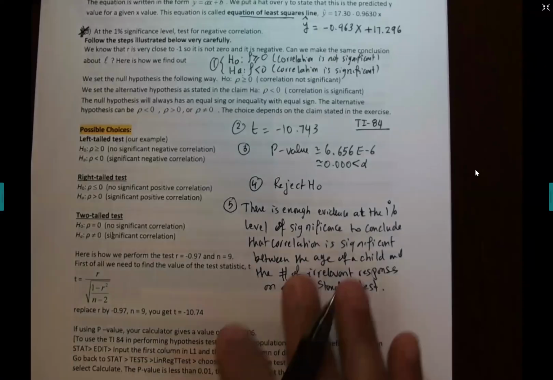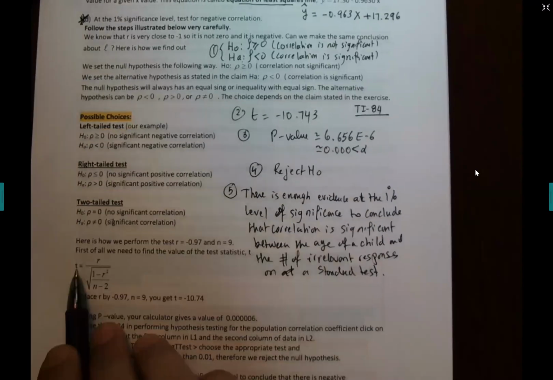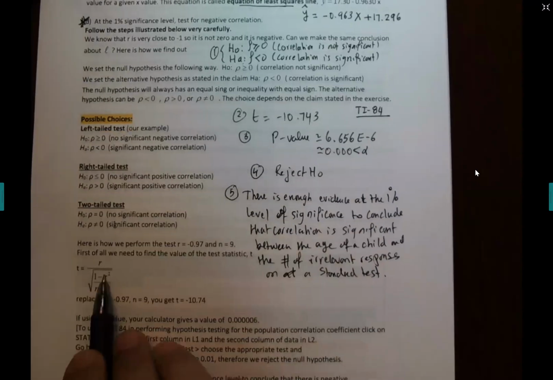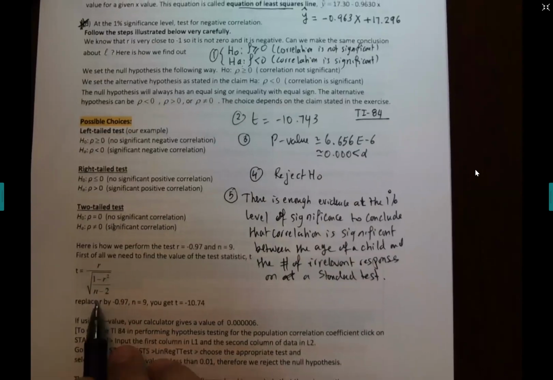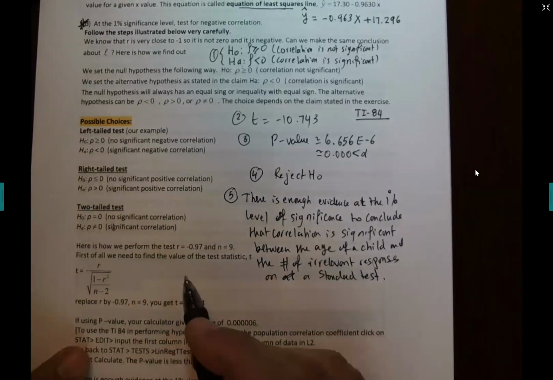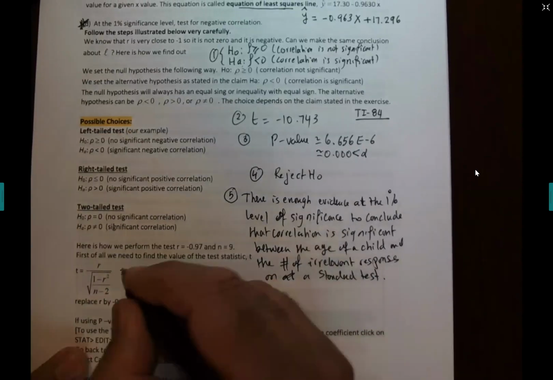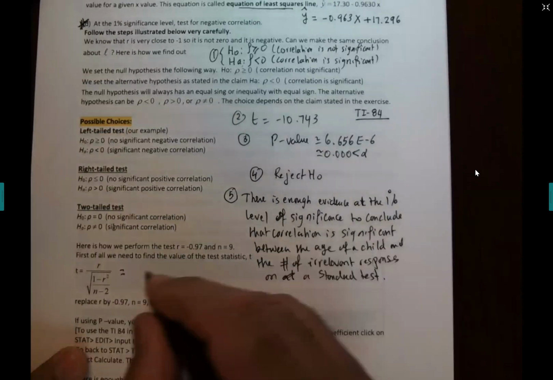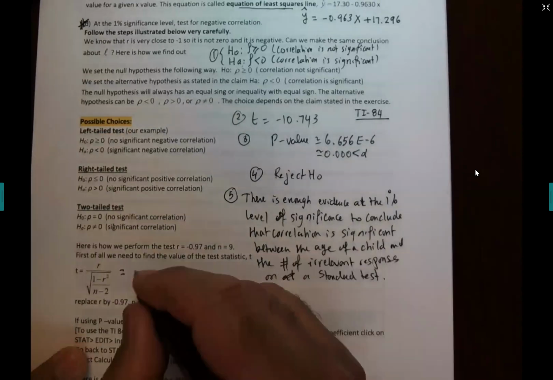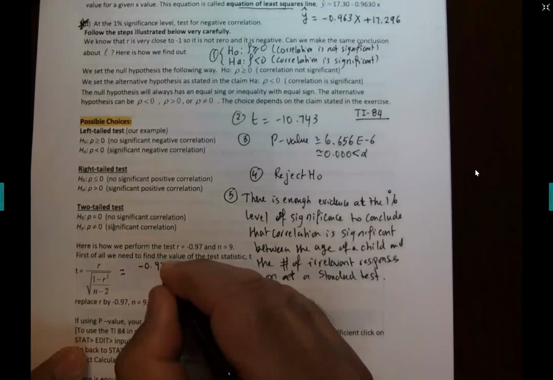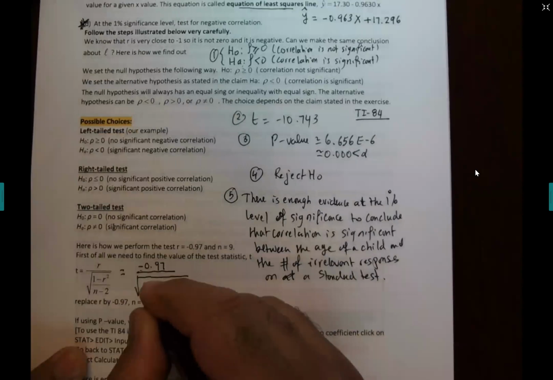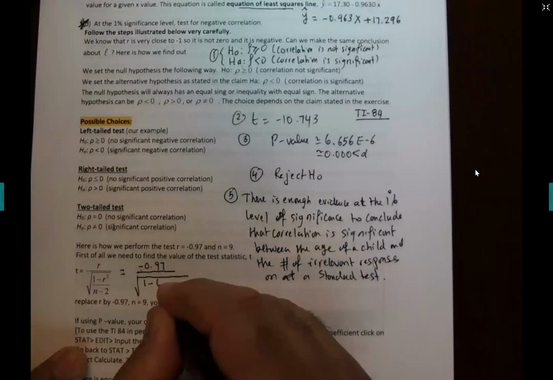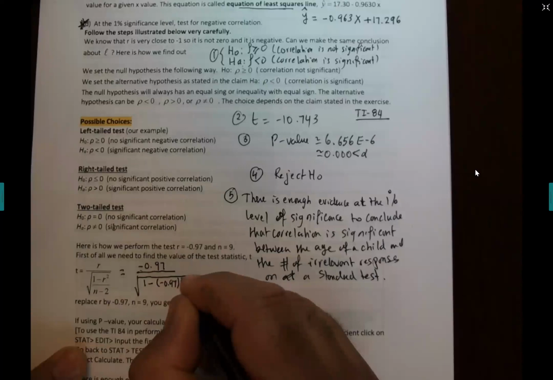The test statistic, guys, is T, as I told you, and this is the formula for T. It's R divided by the square root of 1 minus R squared divided by N minus 2. So if a student attempted to do this one by hand, you would get pretty much the same answer. R was negative 0.97 divided by the square root of 1 minus negative 0.97 squared, N minus 2.